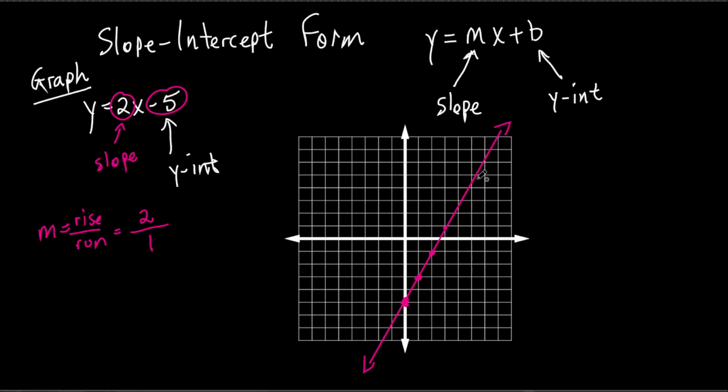This line right here, this pink line right here, is y equals 2x minus 5. What does it tell you? It tells you the y-intercept, and it tells you the what? The slope, how steep it is. Okay, you rise 2, you run 1. And then you've got your line. It's as easy as that.